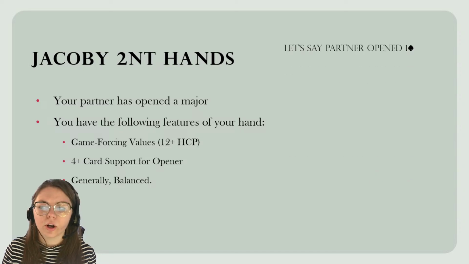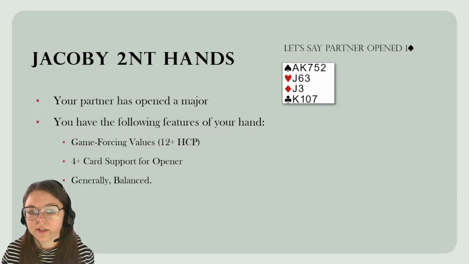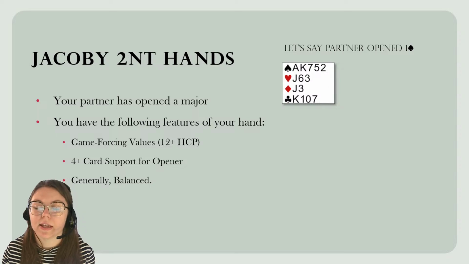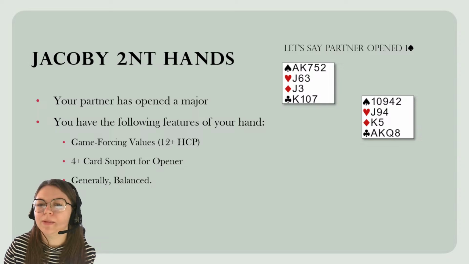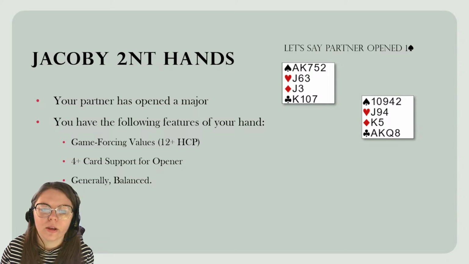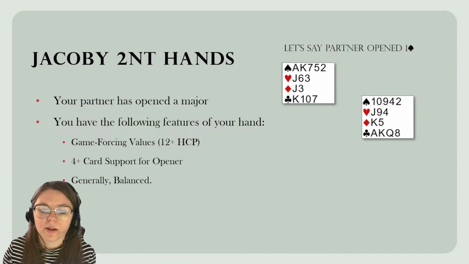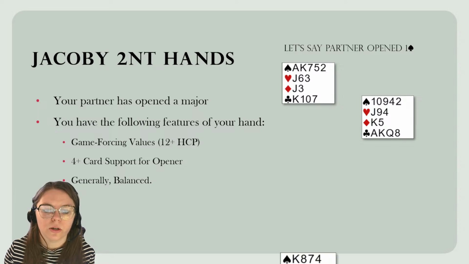So if partner opened 1 spade, with this hand, we've got 12 high card points and 4 plus card support. We're balanced, so we would definitely bid 2 no trump with this hand. This one's an interesting one. We have 4 card support for partner. It is crappy support, but that probably means that partner's spades are better. And then we have 13 points overall and a balanced hand. So we would definitely bid Jacoby 2 no trump with this one as well. So 1 spade, pass, 2 no trump to us.